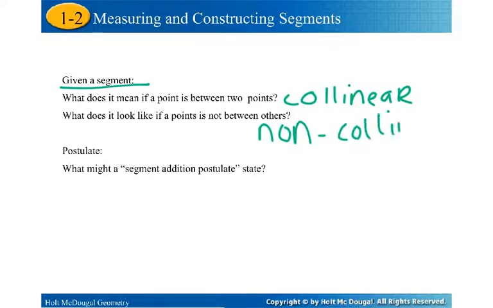Yes, that is a word. But again, the idea is that it's not on that same line. So there would be 2 points that are, and 1 point that is not. Maybe it's on the same plane, but it's not necessarily on the same line.